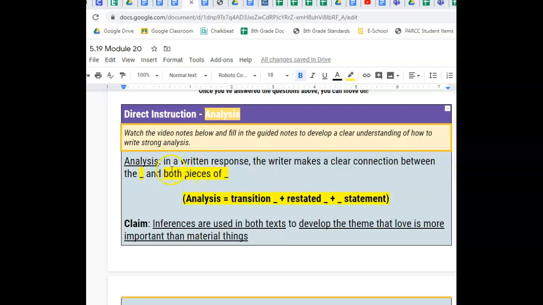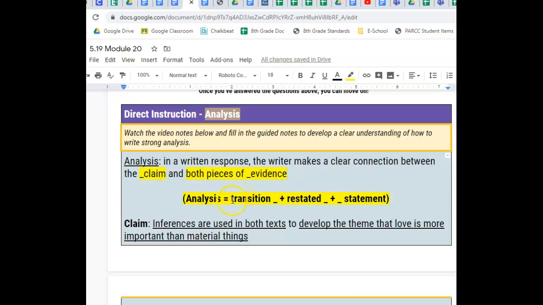So, analysis, your definition right here. In a written response, the writer makes a clear connection between, please go ahead and type this in, claim and both pieces of evidence, right? So there's three different things that you are bringing together at the end here, the claim and both pieces of evidence that you have already referenced in your written response.